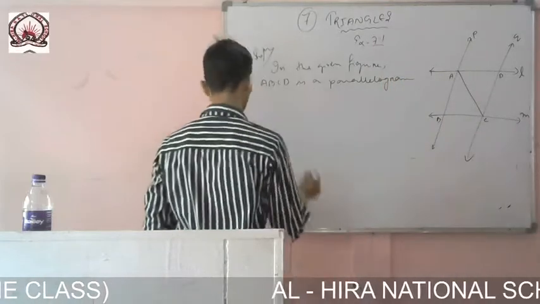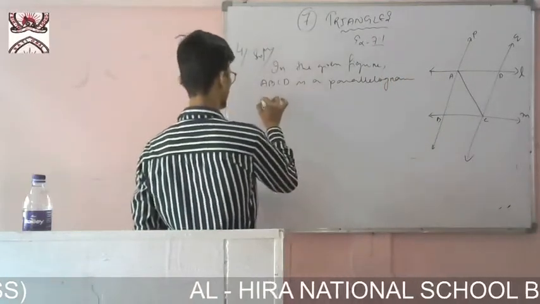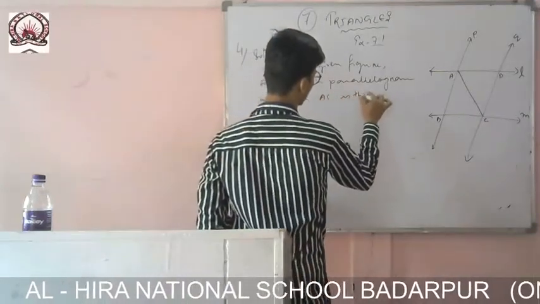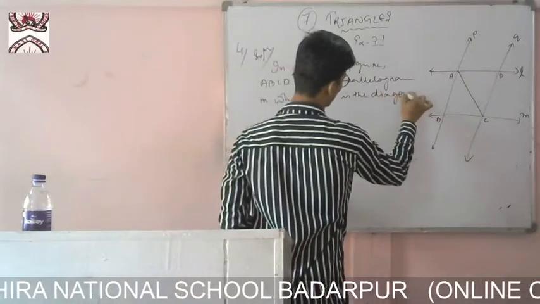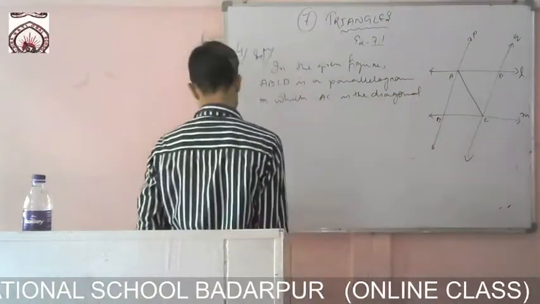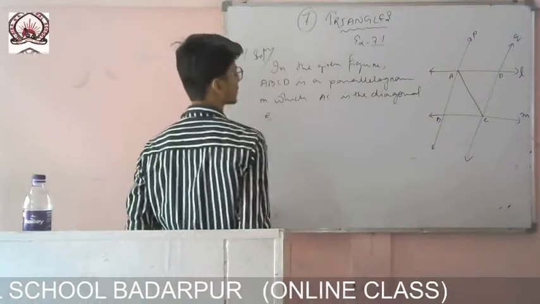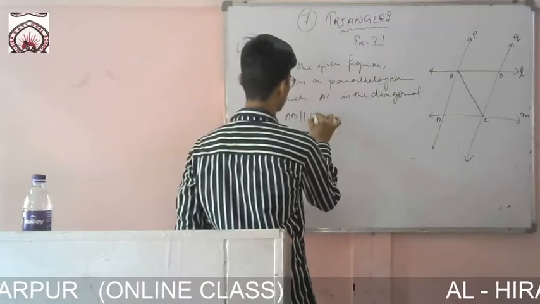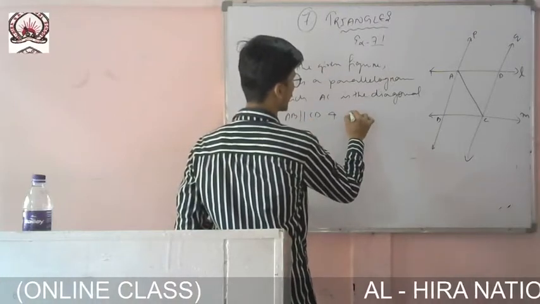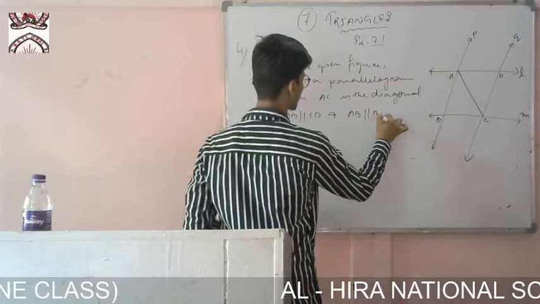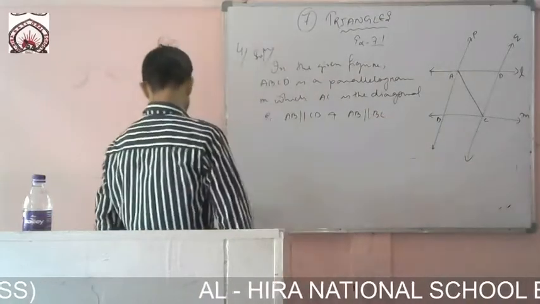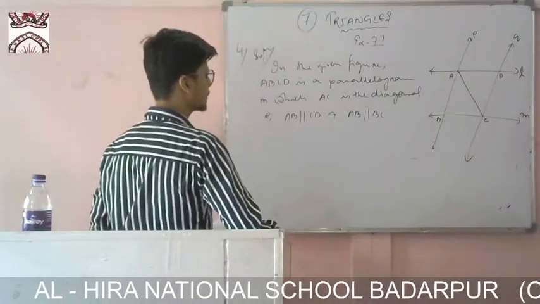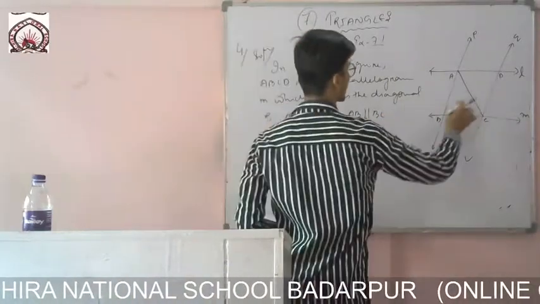ABCD is a parallelogram in which AC is the diagonal. Since it is a parallelogram, that means AB is parallel to CD and AD is parallel to BC. AB is parallel to DC, right?